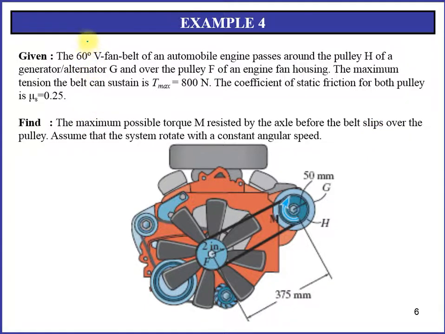Example number 4: the first one we are using is a 60 degree groove fan belt. So this is the V belt, and given the maximum tension, the maximum tension is 800. When we talk about maximum tension, it is actually the tension at the tight side, and the coefficient of friction is given as 0.25. The question is asking you to get the maximum possible torque. What is the maximum torque that can be transferred by the belt system over here?